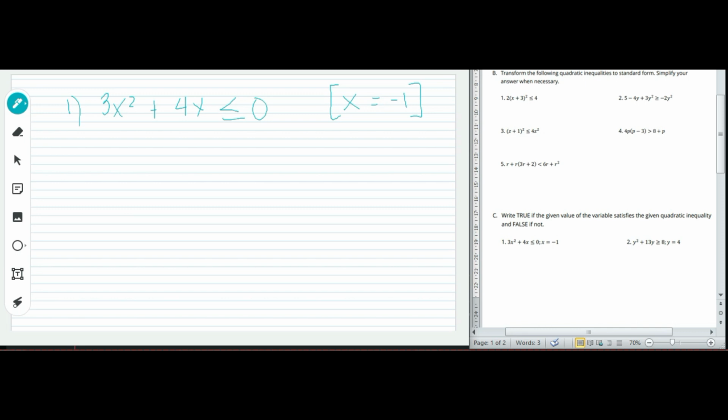You just have to substitute. So, that will be 3 times negative 1 squared plus 4 times negative 1. So, we will just substitute all the x with negative 1, less than or equal to 0. So, that will be 3 times negative 1 squared, so that will be 3. Then, minus 4 is less than or equal to 0. This is equivalent to negative 1. Is negative 1 less than or equal to 0? Yes, right? So, the answer is true. That's all. You will just substitute.